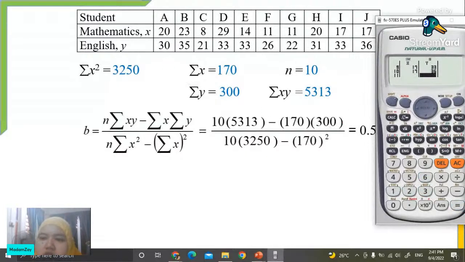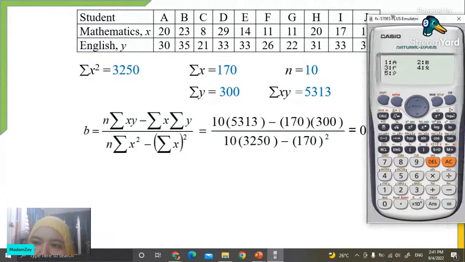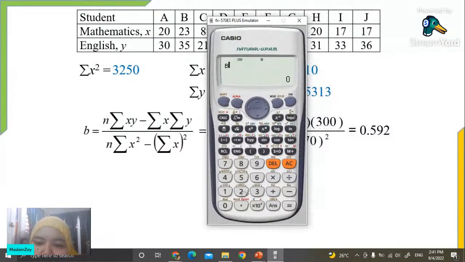So we will have the summations. AC first and then shift 1. Now to find the regression, we can use number 5 here to check whether our value for b is correct or wrong. This number 2 is the value of b, so we choose 2 equal to 0.59166667. After we round it off, we will have 0.592. Okay, the answer is correct.